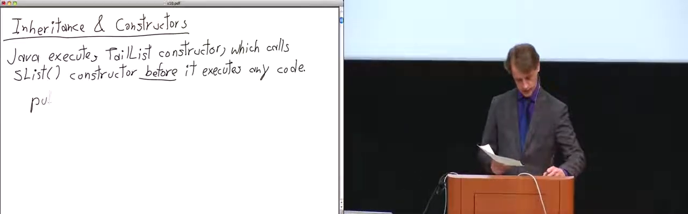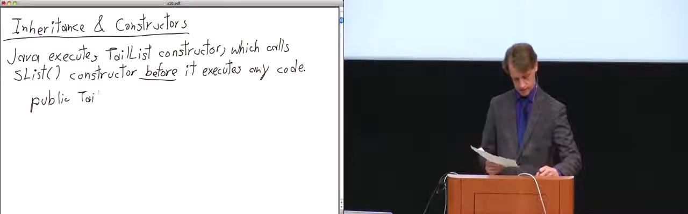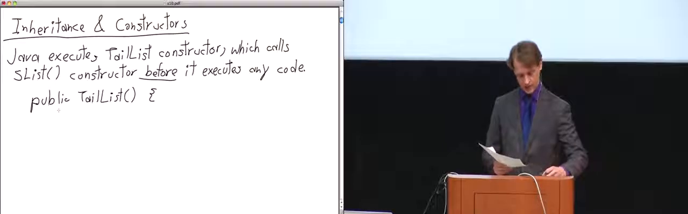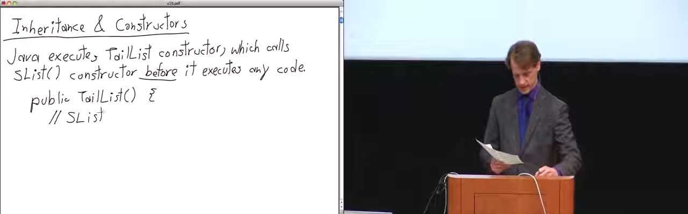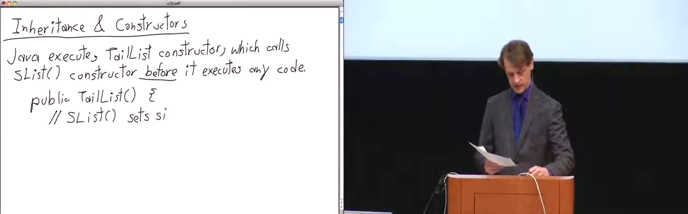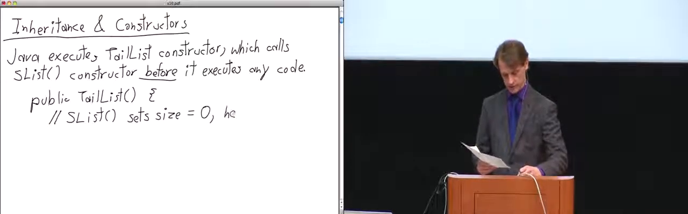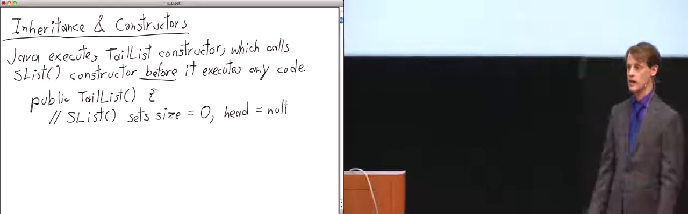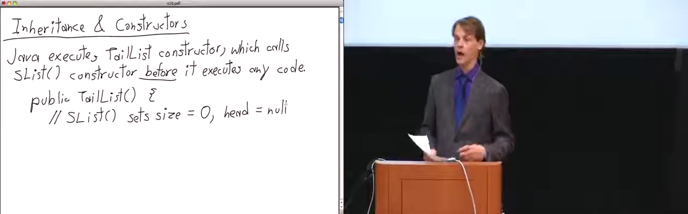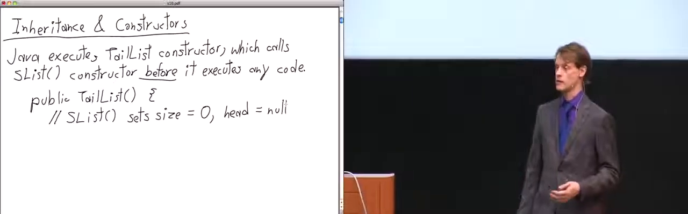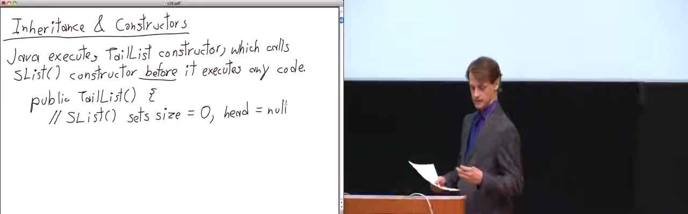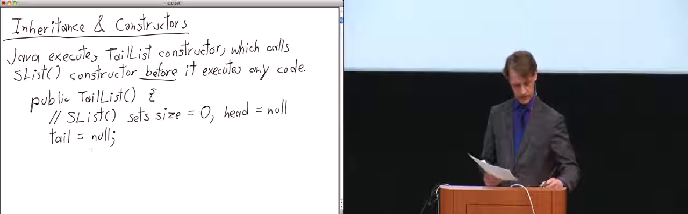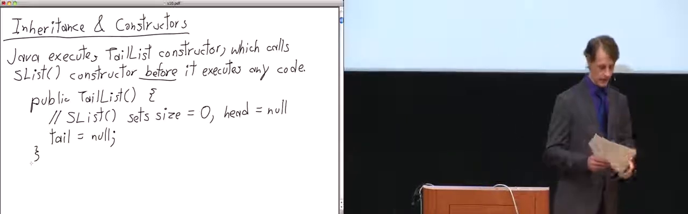So, for instance, if I write a tail list constructor like this, we'll do a simple one with no parameters that just constructs an empty tail list, then the first thing that happens automatically, you don't even have to ask for it, is that the S-list constructor gets called, and it sets up the S-list part of the tail list for you. So since we're constructing an empty list, what it's going to do is set the size field to 0 and the head field to null. And then you get to do any additional work that needs to be done to make the tail list be initialized. And that means setting up the tail field. So the work we do have to do is initializing tail and making sure that it points to something meaningful for the thing we're constructing.